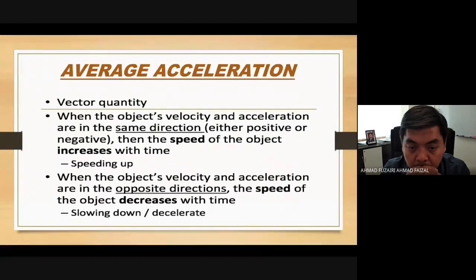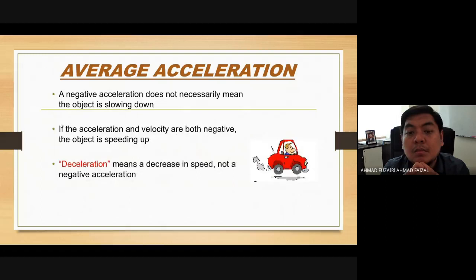Therefore, the object is speeding up. Otherwise, when the object velocity and acceleration are in the opposite direction, the speed of the object now decreases with time. We may say that the object is slowing down or decelerating in its motion. So students, please remember that a negative acceleration doesn't mean the object is slowing down.